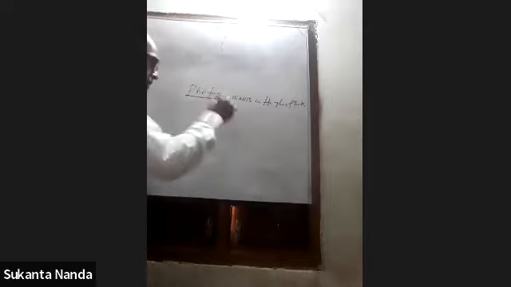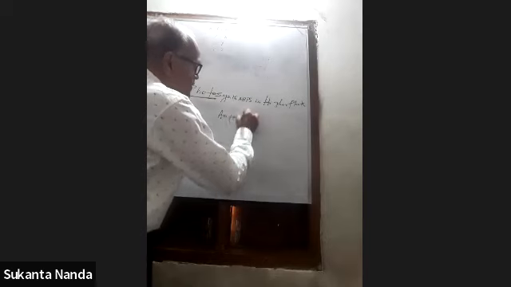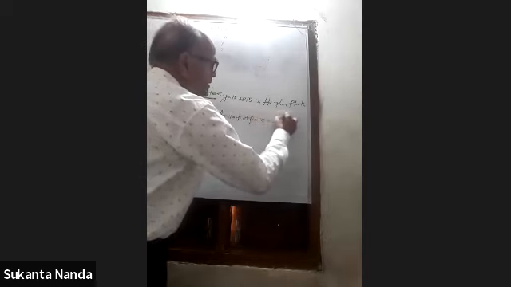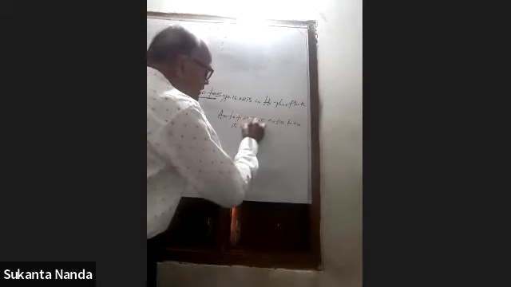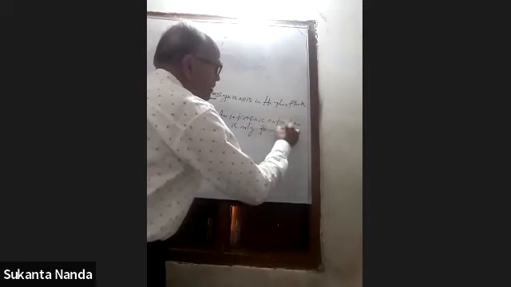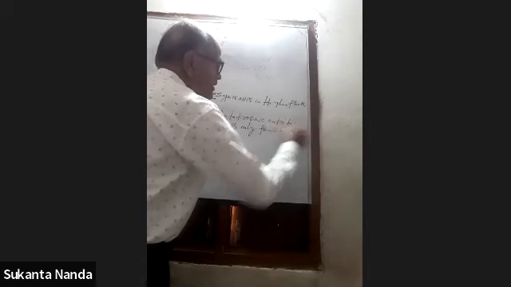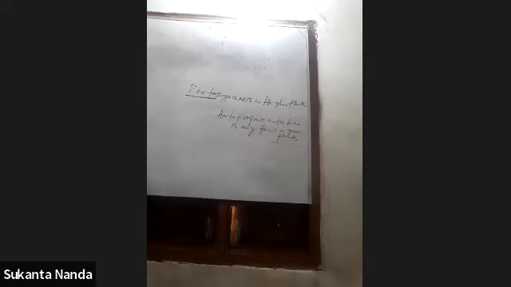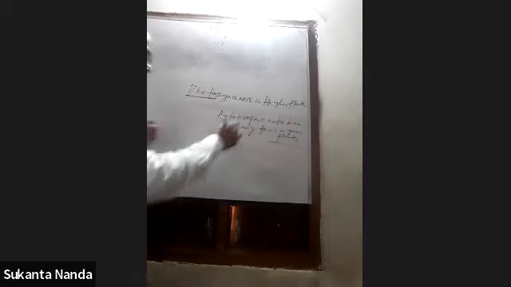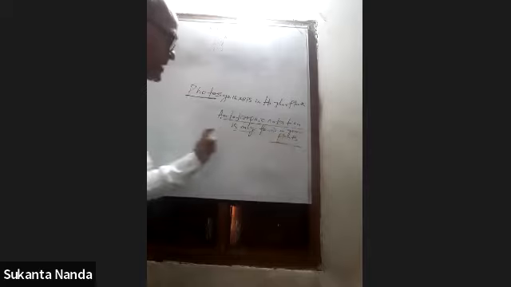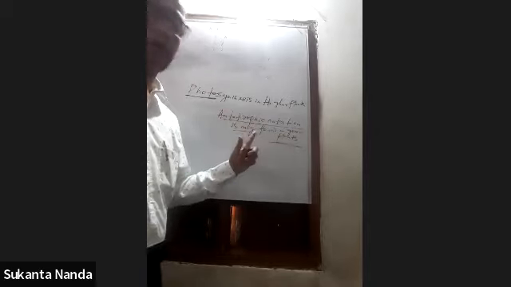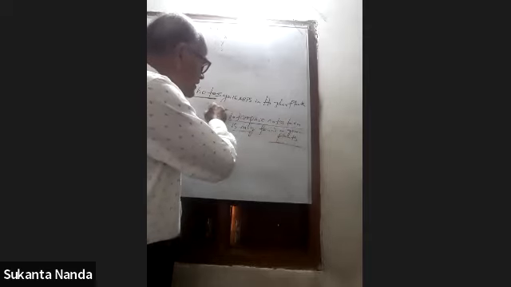Autotrophic nutrition is found only in green plants, and other organisms depend upon them for their survival, so they are called heterotrophs.